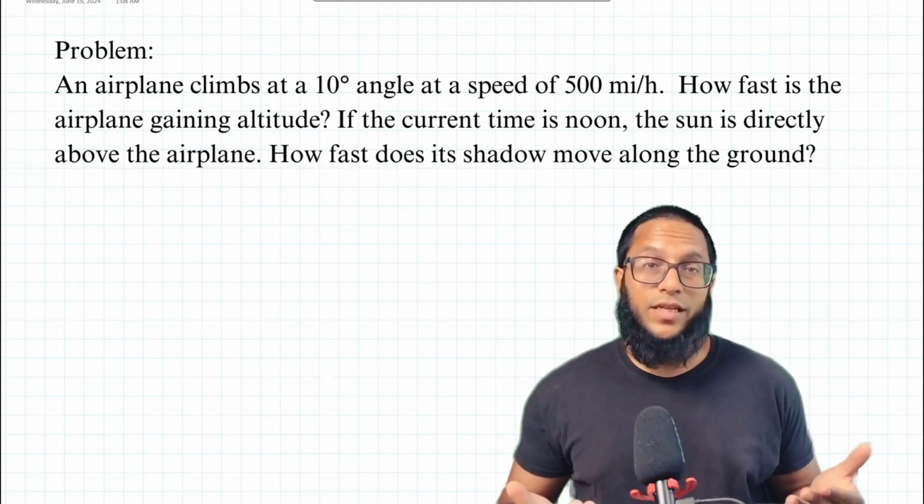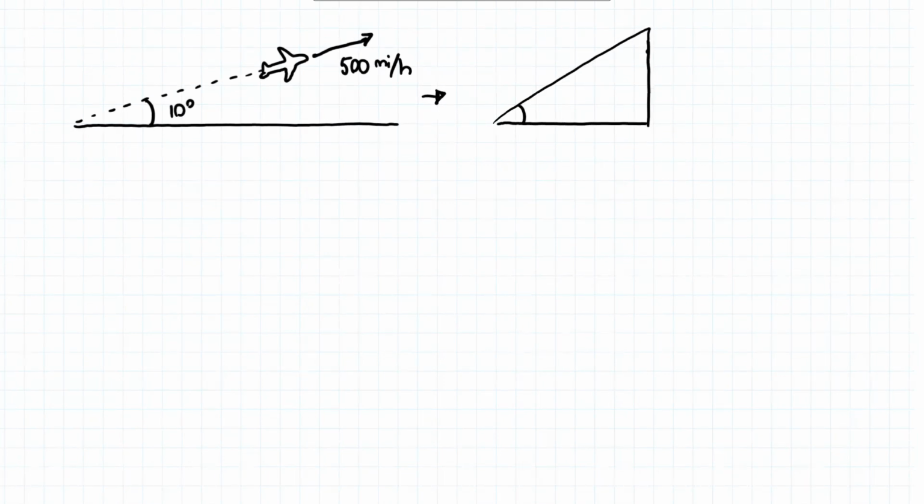So how do we do this? Let's jump in. We start this problem off by drawing a picture of the plane rising at a 10-degree angle with a speed of 500 miles per hour. We can easily translate this drawing into a right triangle, where we label the angle of elevation as theta, horizontal distance as x, vertical distance as y, and the airplane's overall direction of movement as a. Since the plane is moving, we also label the horizontal speed as dx over dt and the vertical speed or change in altitude as dy over dt.